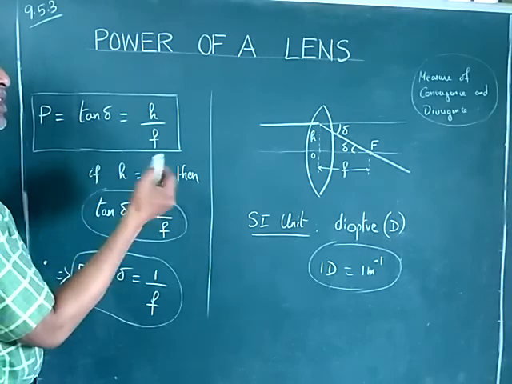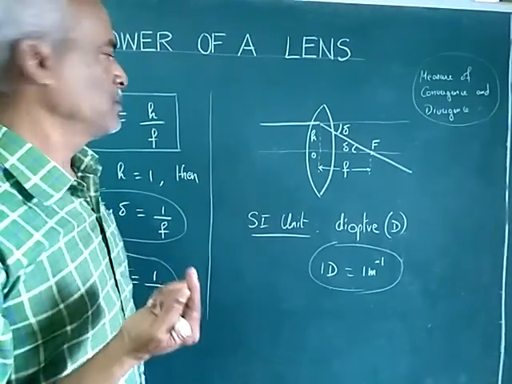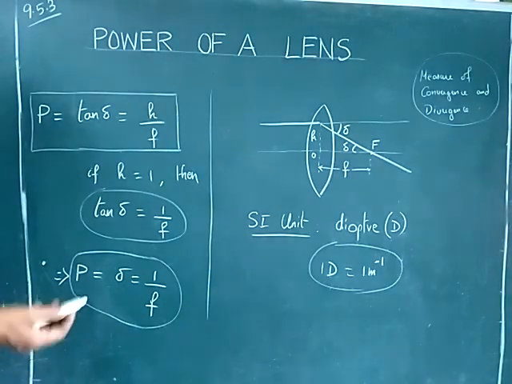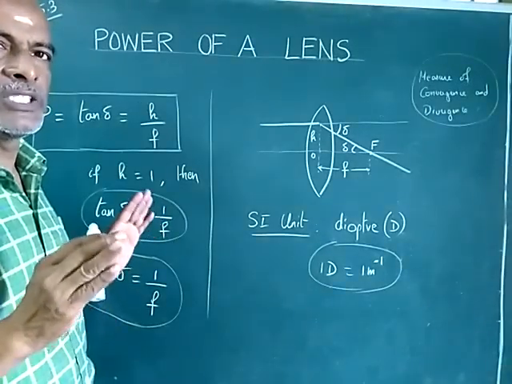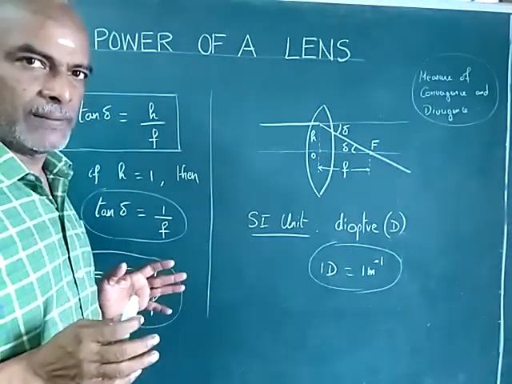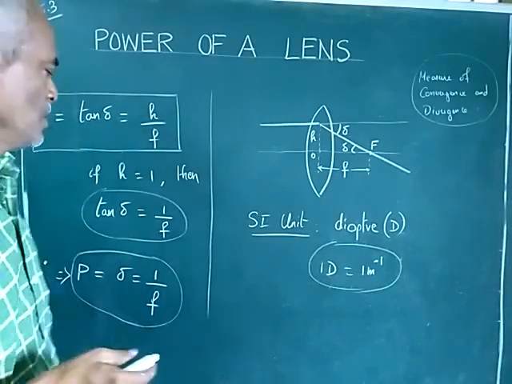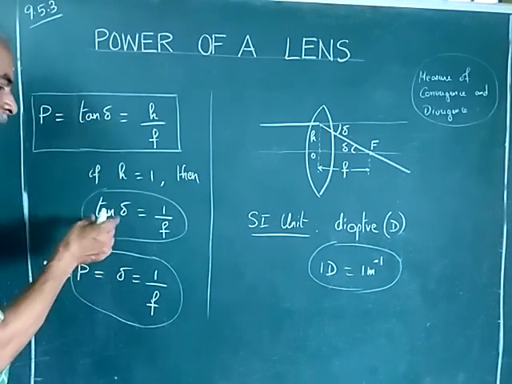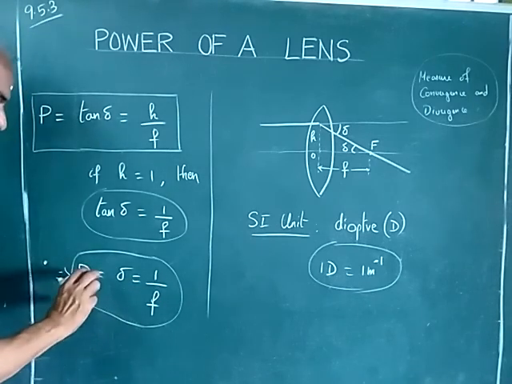If you assume h is equal to 1 unit, it can be anything. When h becomes 1, tan del is equal to 1 by f. And if del is very small, highly negligible, then tan del will become del. Similarly, sin del is also del for very small values. So in that case we can go for approximation. For very small values of del, tan del can be written as del, which is equal to 1 by f.